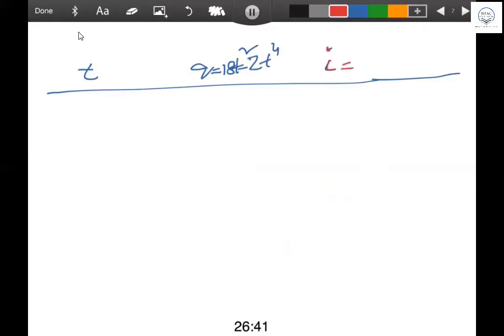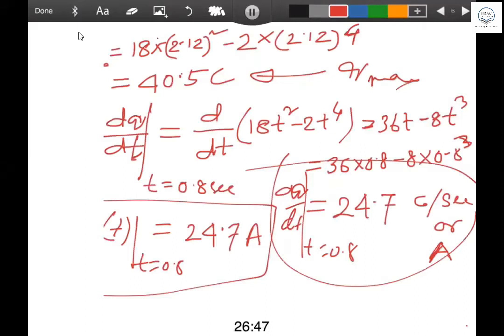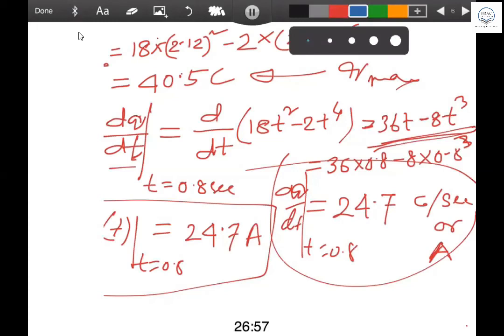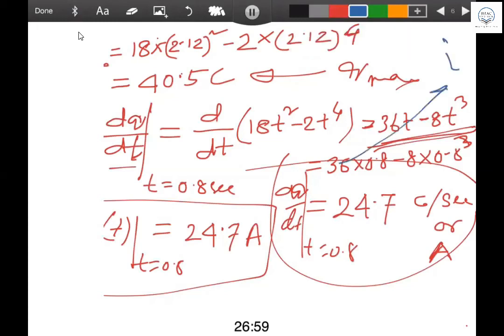And if you go for the I equation, you take the derivative dq by dt. What is the equation we got? 36t minus 8t cube. So dq by dt is 36t minus 8t cube. This is the current. This is nothing but the I, as I have shown you here.